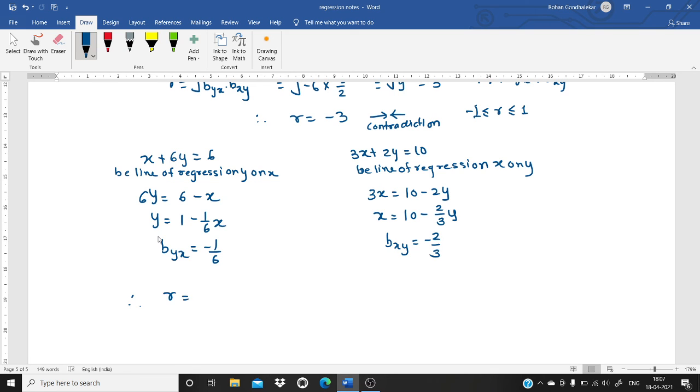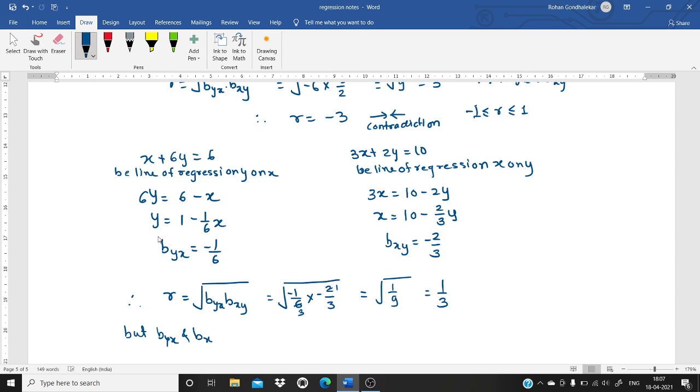Therefore, the coefficient of correlation r will be the square root of byx into bxy, which is nothing but the square root of minus 1 by 6 into minus 2 by 3. As minus minus become plus, 2 3s are 6, so we have 2 1 2 6. Fine. So we have 1 by 3 into 1 by 3, which gives 1 by 9. Therefore, r is equal to 1 by 3. But byx and bxy both are negative. Therefore, the correlation coefficient is also negative.